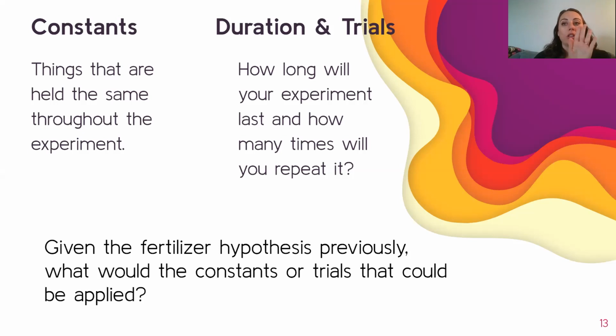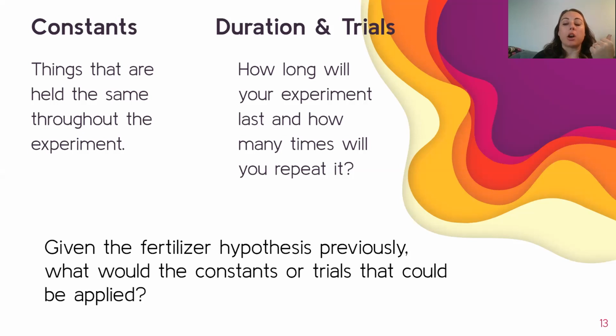Constants are things that we hold the same. So for example, where we got our brine shrimp, we don't want super healthy brine shrimp in one experiment or in one level, and then sickly, already dying brine shrimp in another one. So the health of our brine shrimp would be a constant.